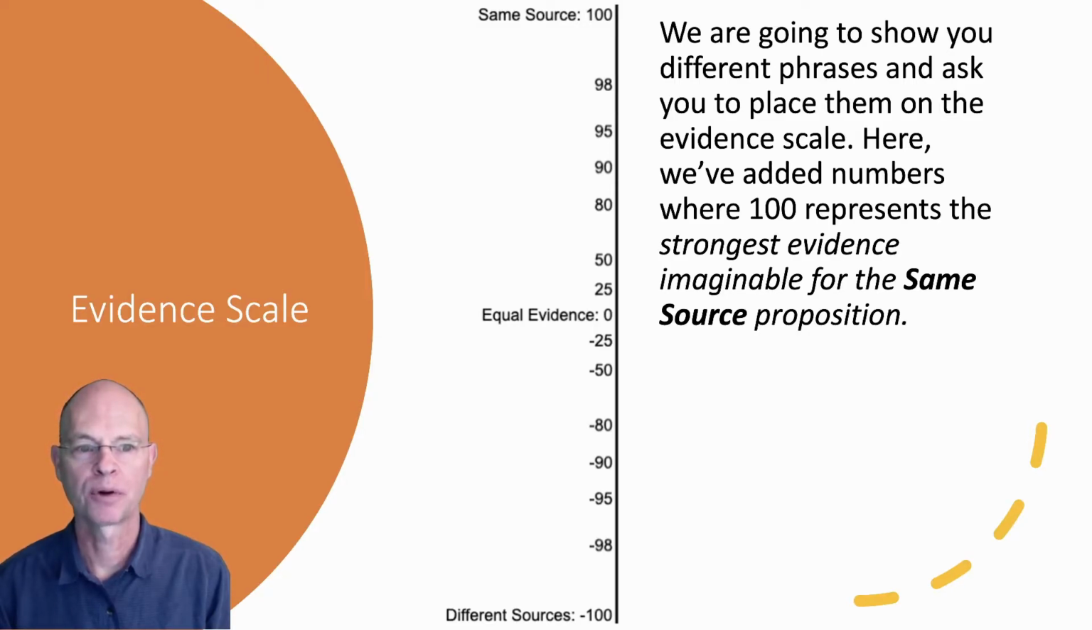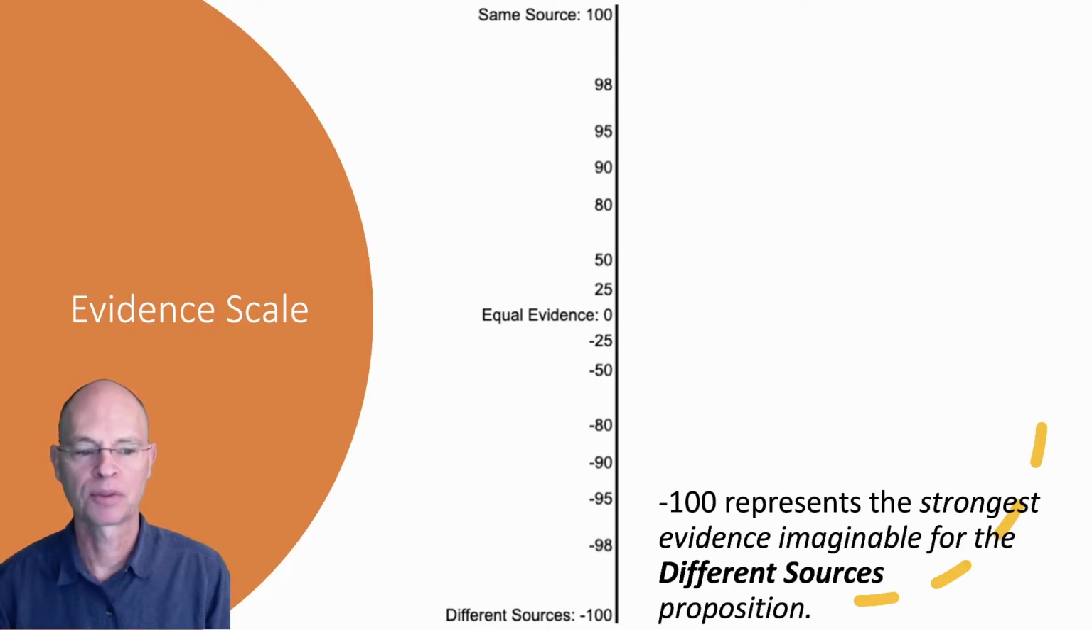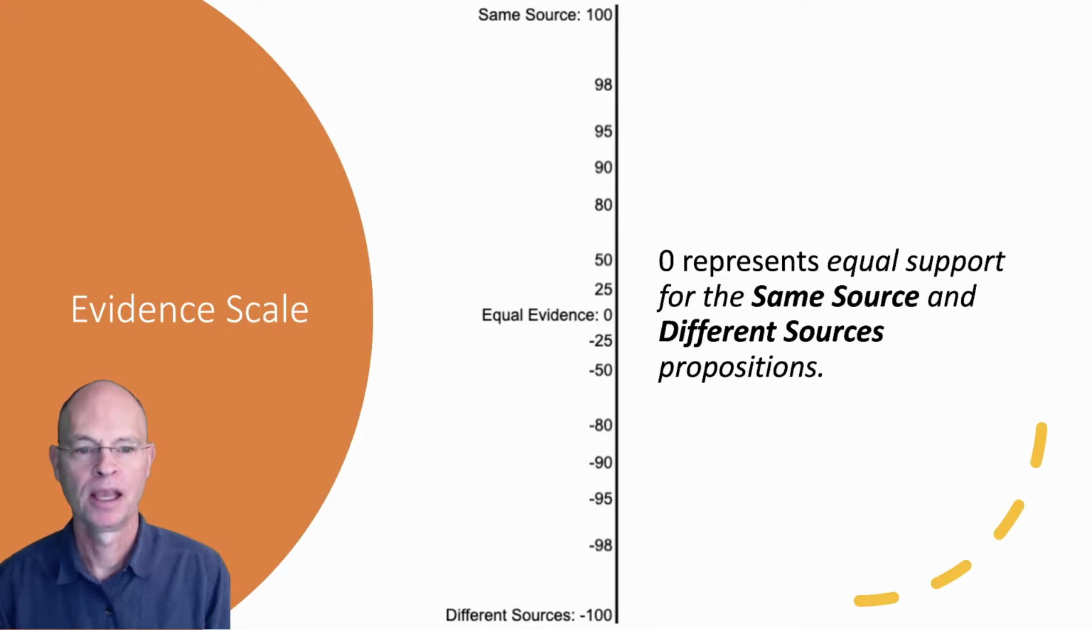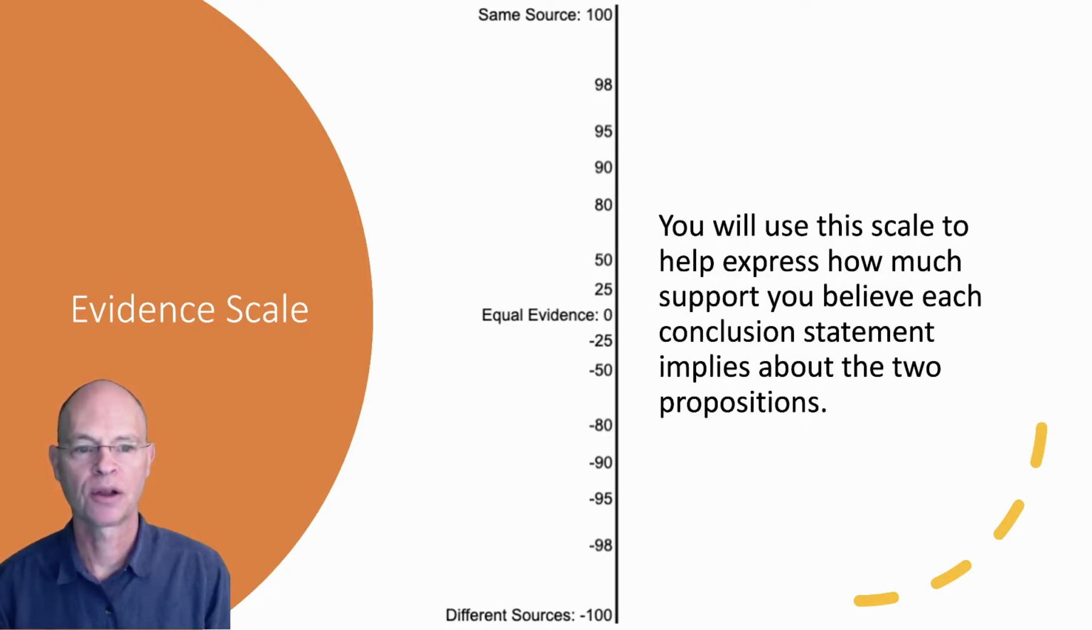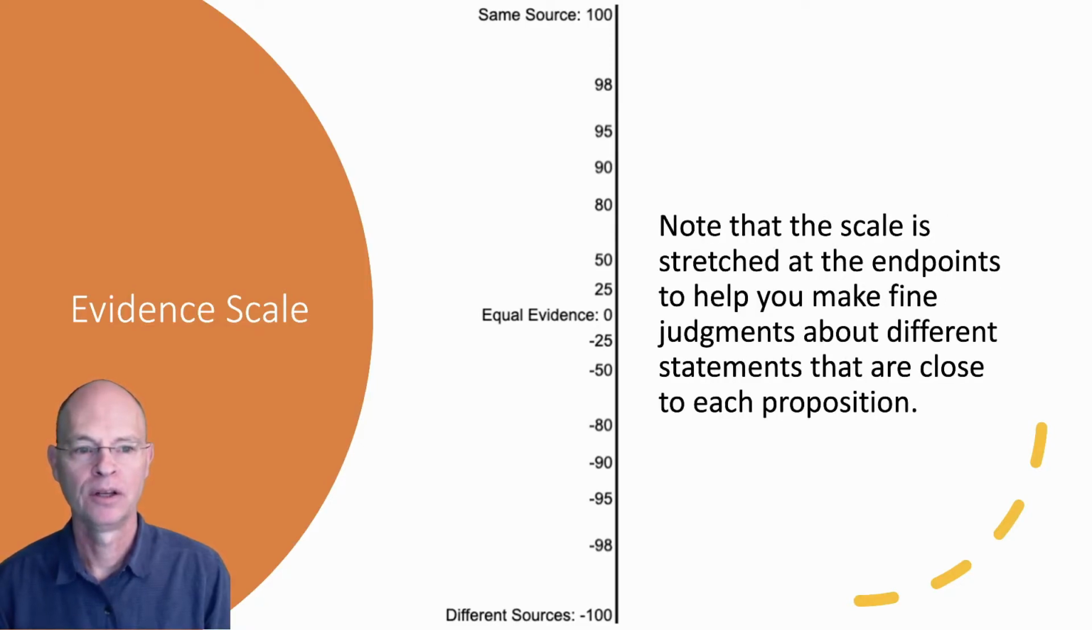Here, we've added numbers where 100 represents the strongest evidence imaginable for the same source proposition. Minus 100 represents the strongest evidence imaginable for the different sources proposition. 0 represents equal support for the same source and different sources propositions. You will use this scale to help express how much support you believe each conclusion statement implies about the two propositions. Note that the scale is stretched at the endpoints to help you make fine judgments about different statements that are close to each proposition.